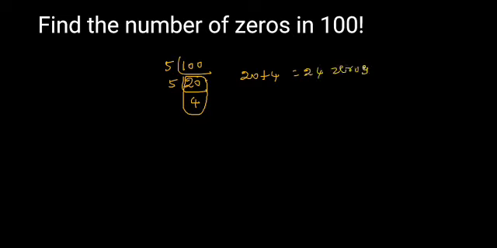Now find the number of zeros for 100 factorial, that is, the number of trailing zeros. When you take 100 factorial, divide by 5, so always put it in terms of 5. How many times does it go? It goes 20 times. Now again 20 can be divided by 5, and it goes 4 times. 4 cannot be divided further by 5. So 20 and 4, add them together: 20 plus 4 is equal to 24. So there will be 24 trailing zeros in the answer.